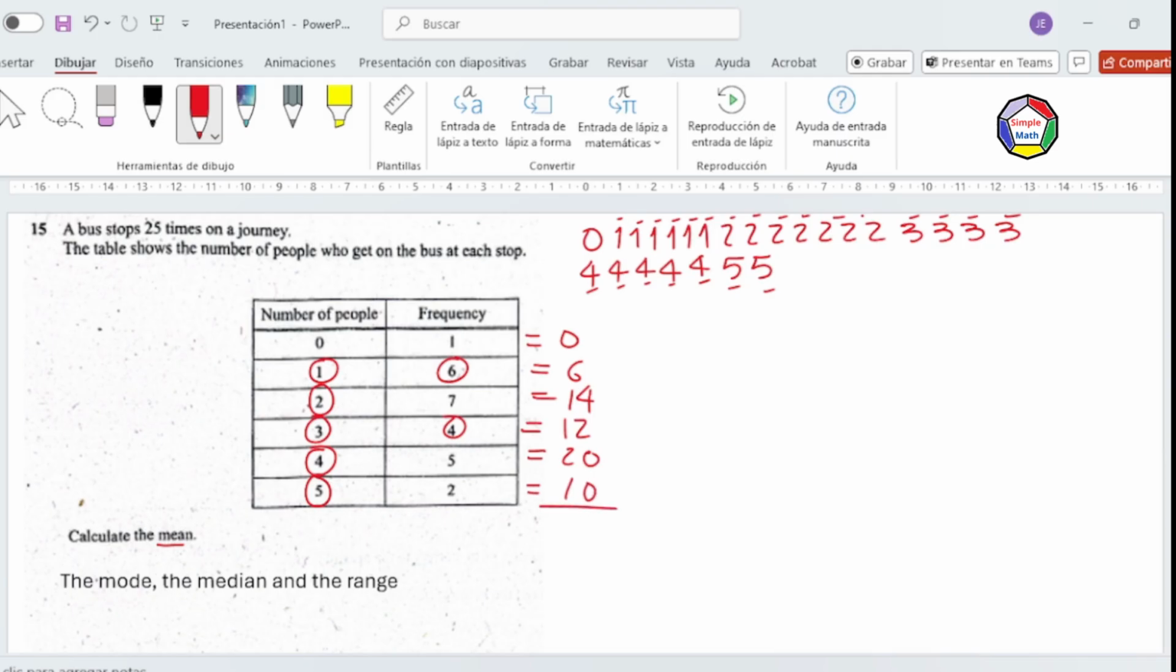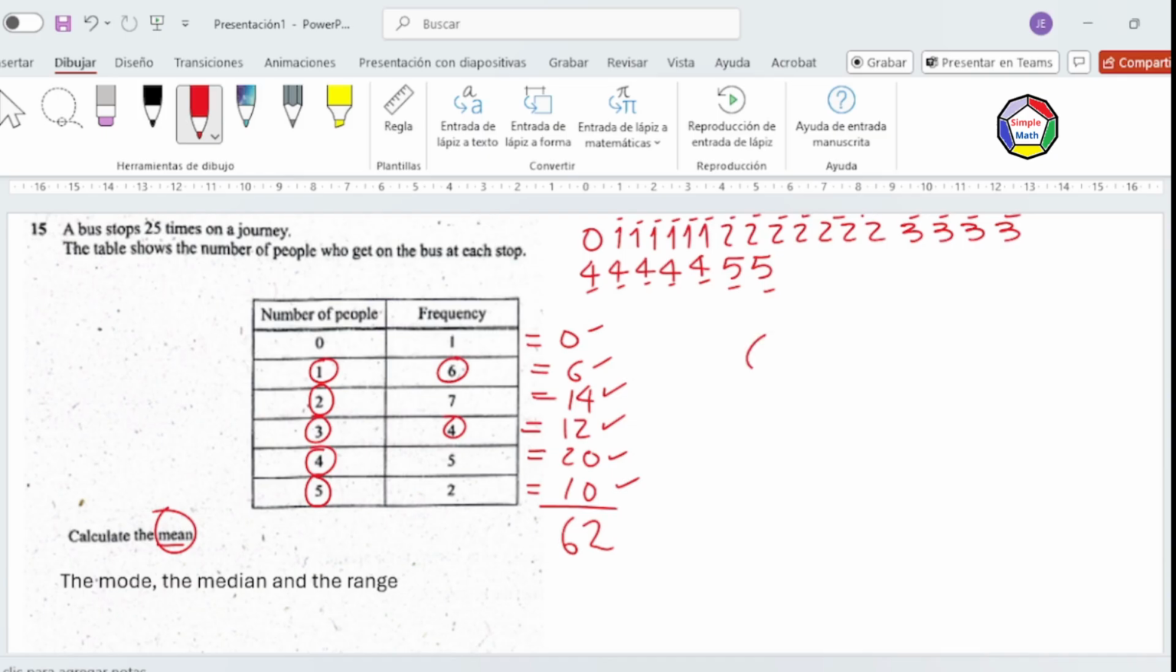So now it's time to add all of them, because that is the first step when we are going to get the mean. We need to add all of them. So 0 plus 6, plus 14, plus 12, plus 20, plus 10 is the same as 62.